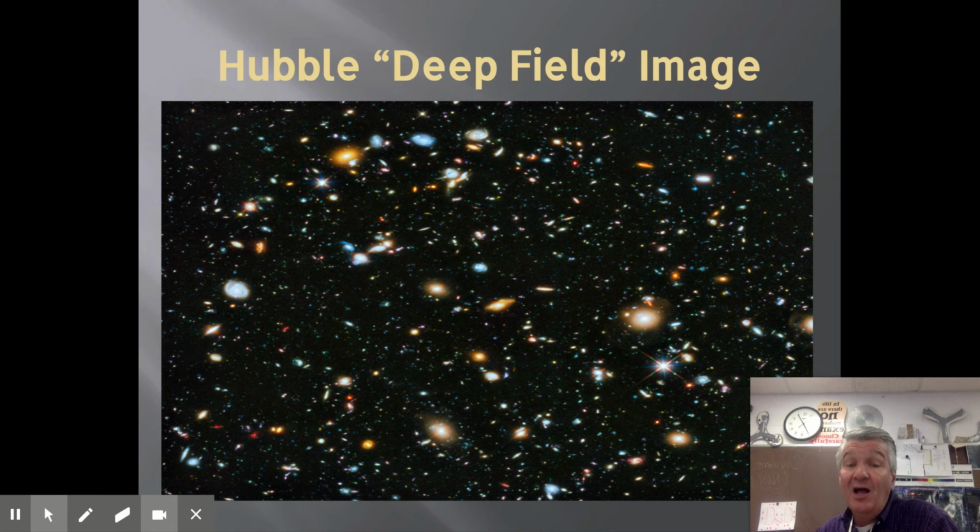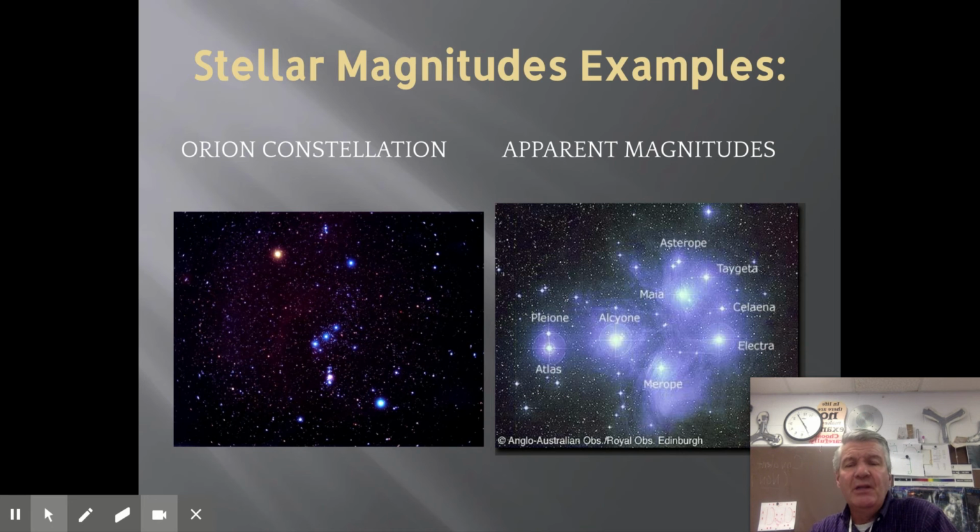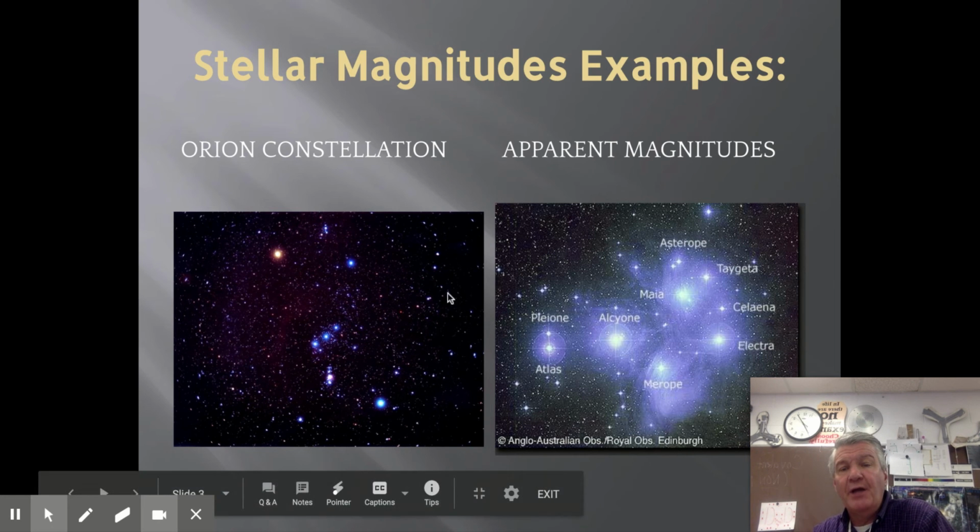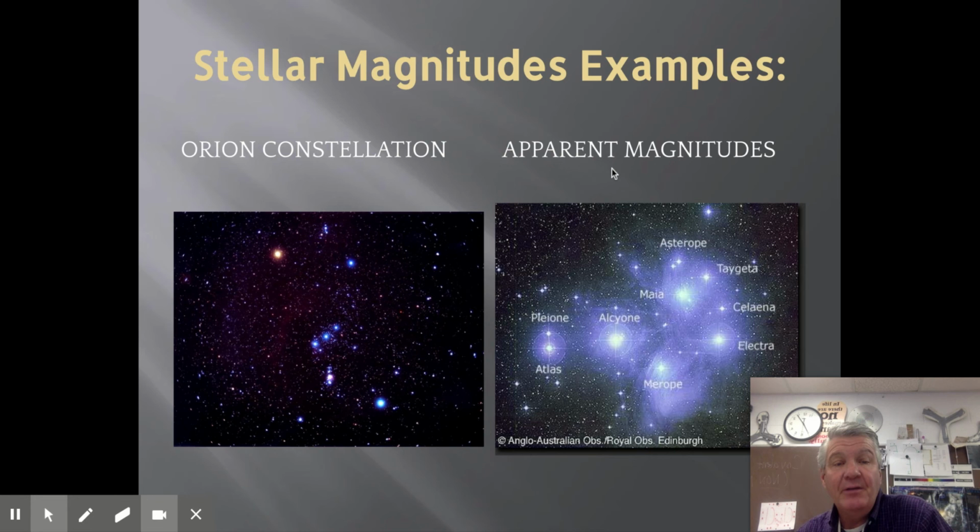And remember, a lot of these in the Hubble Deep Field that we're looking at here are galaxies, which are just massive amounts of stars in a collection. But when you look up at the night sky, and for example, if we look at Orion over here, we can see that some of the stars in Orion are a bit brighter than others in the constellation, and indeed others around them. Over here we have a cluster of stars right here, and you can see that some are much brighter than others. We talk about apparent magnitude.